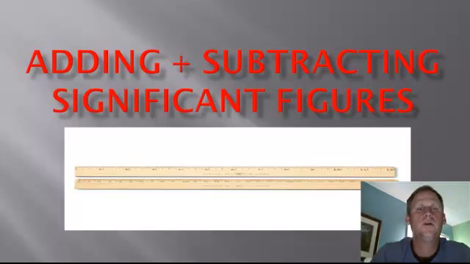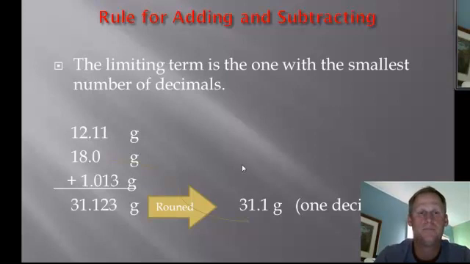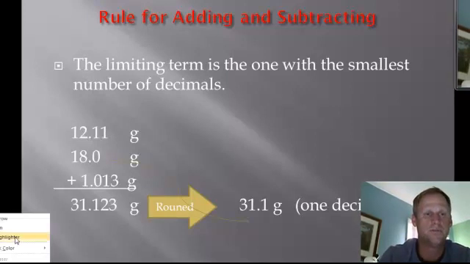Hello, today we're going to learn how to add and subtract, multiply and divide using significant figures. The first rule we're going to talk about is the rule for adding and subtracting. The limiting term is the one with the smallest number of decimals. Now if we're going to add these three numbers, which one has the smallest number of decimals?